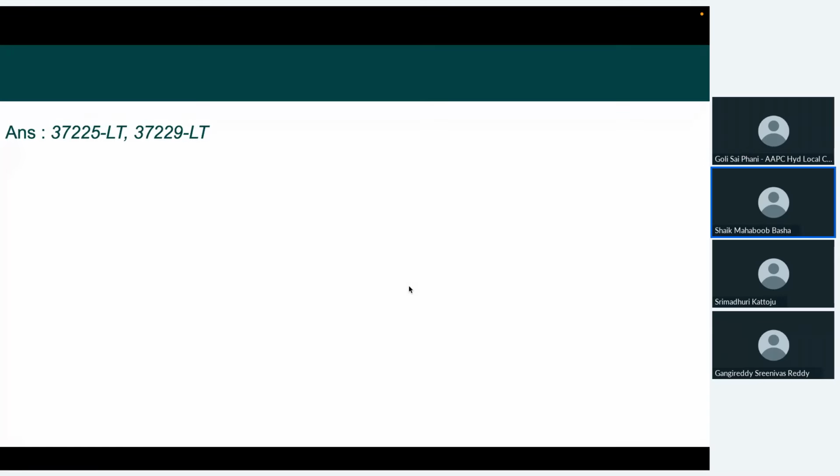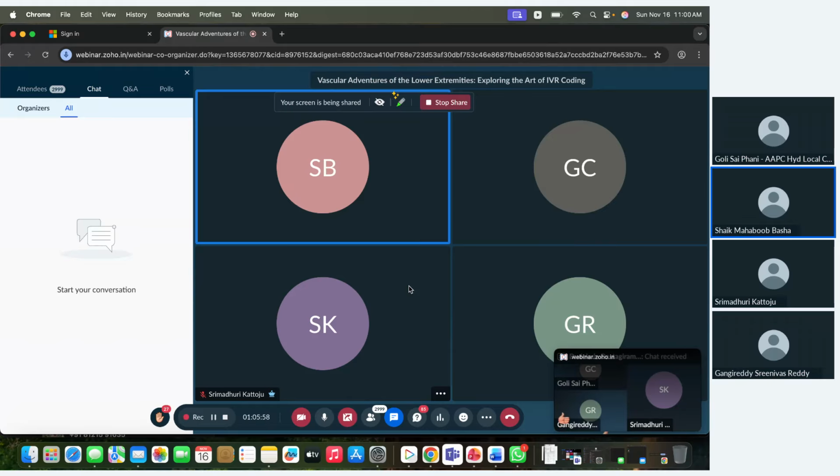We can ask another question before moving to the next slide. Common iliac artery, left side angioplasty. Same, right side common iliac artery angioplasty. Will you code 2 primary codes or 1 primary and 1 add-on code? Will you code 2 primary codes or a primary with an add-on code?